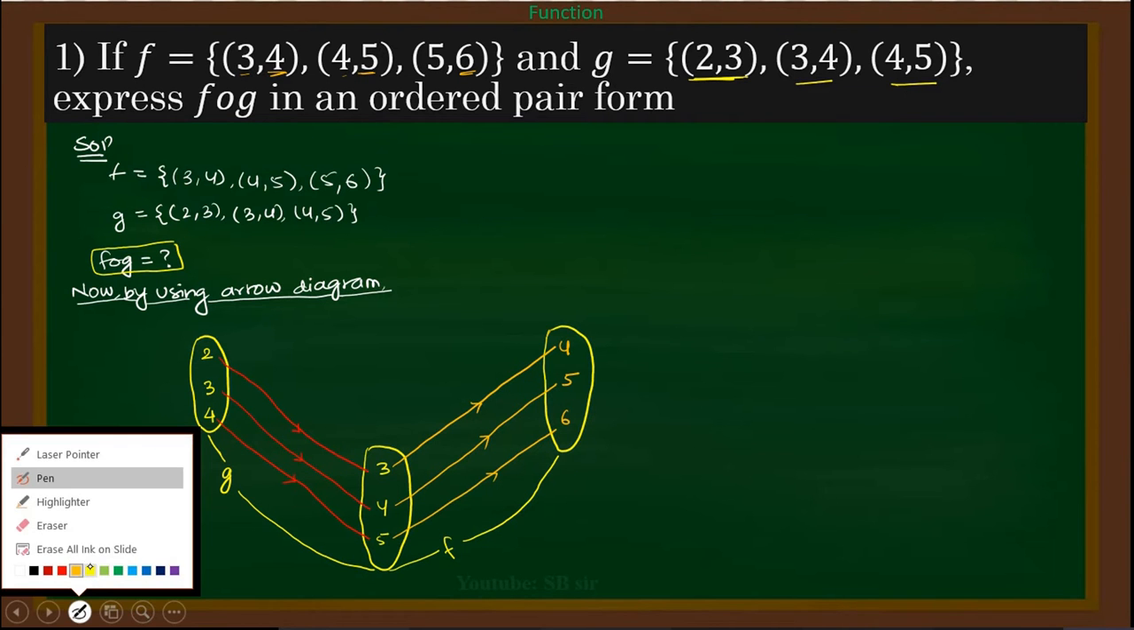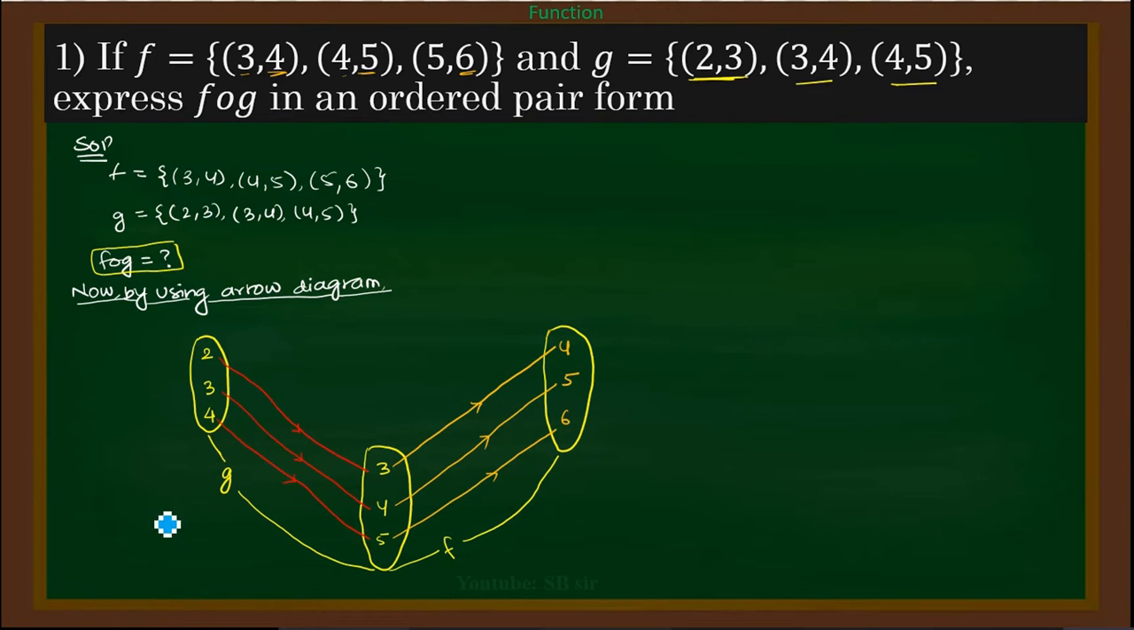Our main target is to find f composite g. The mapping from the first oval shape to the last oval shape is f composite g. This will give us the ordered pairs of f composite g. So let's map the elements of the first oval shape with the last oval shape. So 2 and 4.